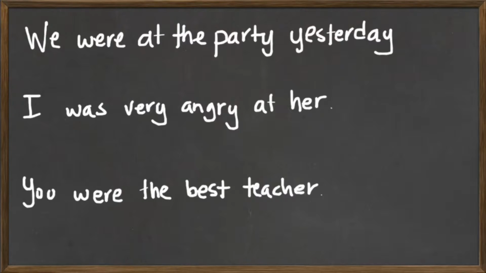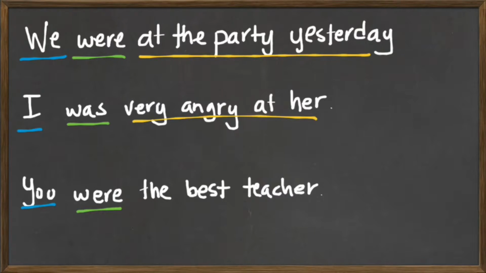Some examples there. Number 1, we were at the party yesterday. Or, I was angry, I was very angry at her. And you were the best teacher. Let's label these. We have subjects. Yes, we have them. We have we, I, and you. Do we have the verb to be in past? Yes, we do. We have were, we have was, and we have were again. And do we have a complement? Yes, we do have a complement: at the party yesterday, very angry at her, and the best teacher.